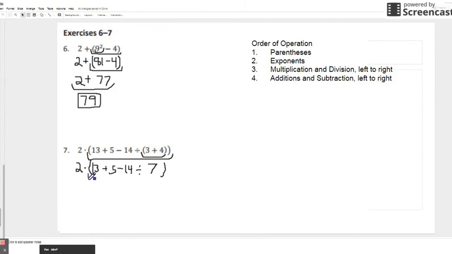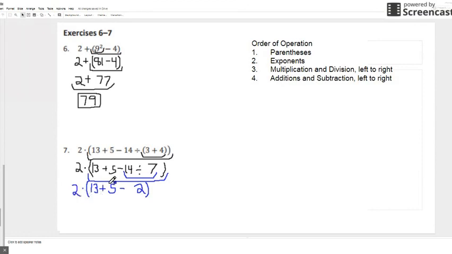Now remember, we have this big parenthesis here still. So I have addition, subtraction, division, and of course division comes first. 14 divided by 7 is 2. I didn't touch the subtraction, the 5, the plus, or the 13. So that would stay there. Notice all these numbers are still in the parentheses, so parentheses have to stay. And then of course times 2.